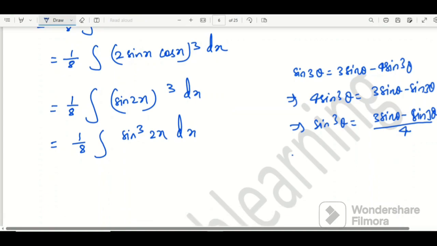But here we have sine cube 2x. So what we can do? We can write sine cube 2 theta equal to (3 sine 2 theta minus sine 6 theta) upon 4. So we can replace these trigonometric identities with (3 sine 2 theta minus sine 6 theta) by 4, and we can easily integrate sine 2 theta and sine 6 theta. So you can proceed from here.